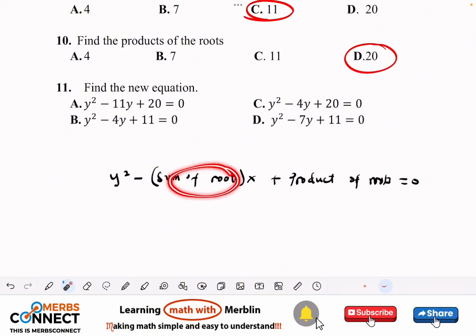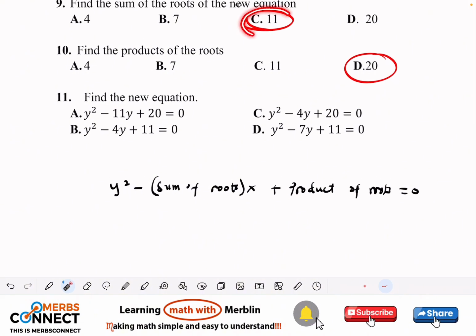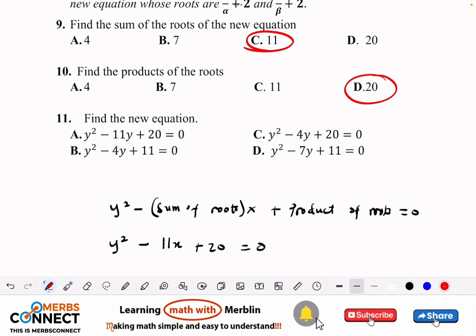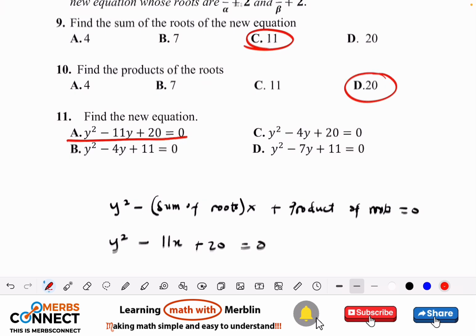So what is the sum of roots? Now, since we are talking about the new equation, the sum of roots is the sum of roots from the new roots, and then the product of roots. So we saw that the sum of roots was 11 and the product of roots is 20, right? So this is going to be y squared minus 11y, because this is the sum, which is 11, plus 20, which is equal to 0. So very simple. This is what you're going to get. When you look at the options, the option should be, I think, A, right? Yeah, something like that. And then we are done. So the option should be A right there.